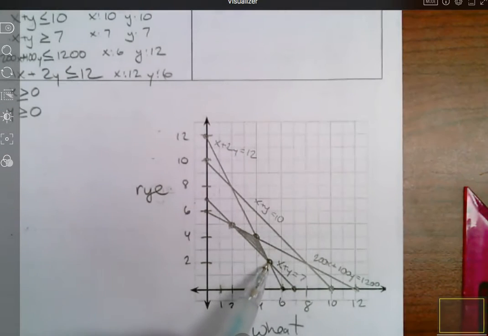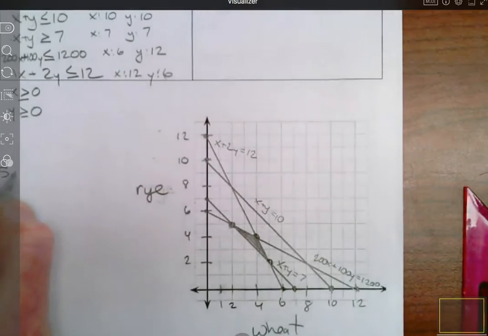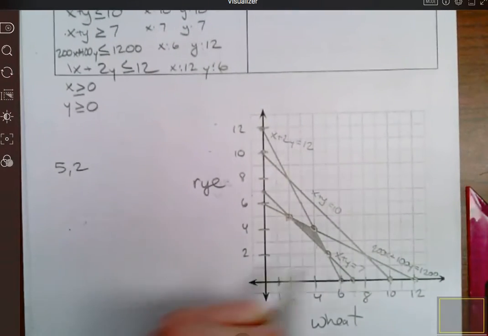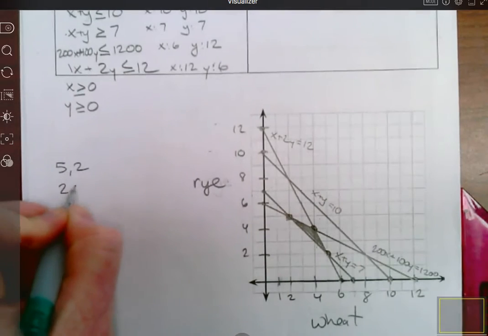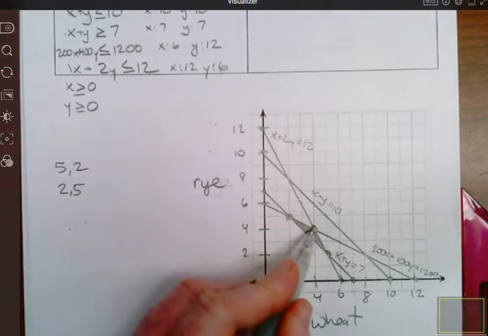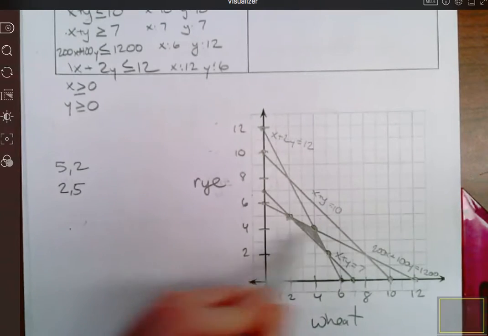So this point here, I can tell from my graph, I did a nice job with this. I have 5, 2 is right there. So we're going to test 5, 2. This point here is 2, 5. And this point here is 4, 4.